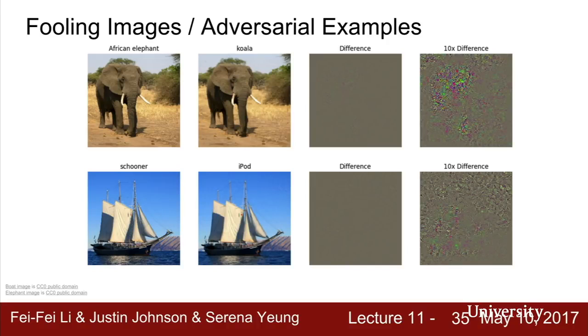So also on the bottom, we've taken this picture of a boat. Schooner is the ImageNet class. And then we told the network to classify it as an iPod. So now the second example still looks like a boat to us, but the network thinks it's an iPod. And the differences in pixels between these two images are basically nothing. And if you magnify those differences, you don't really see any iPod or koala-like features in them. They're just kind of random patterns of noise. So the question is, what's going on here, and how can this possibly be the case?